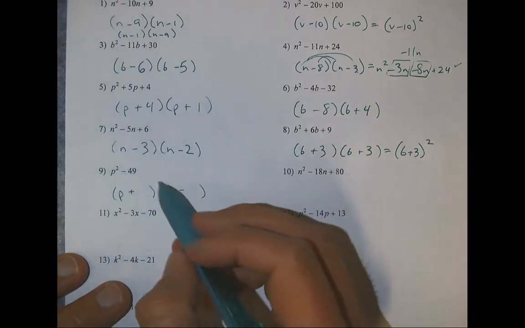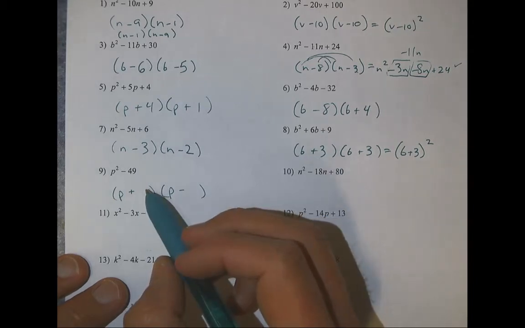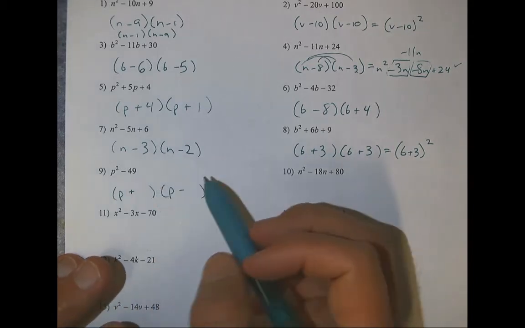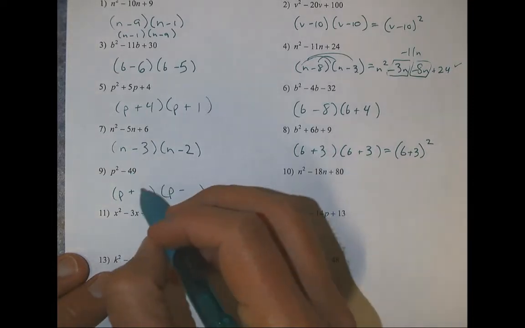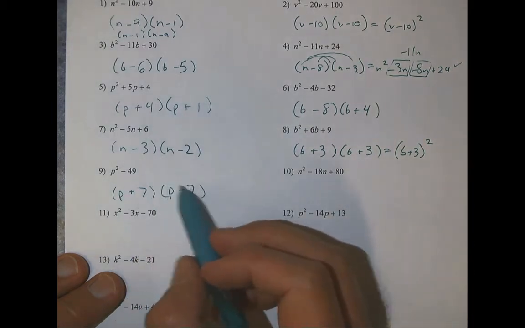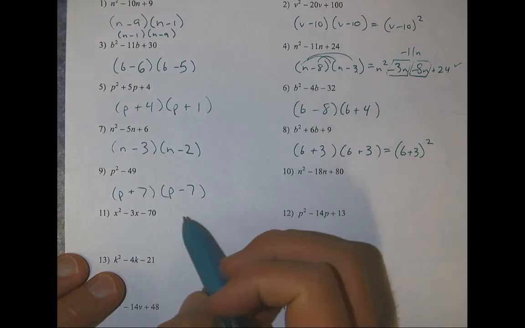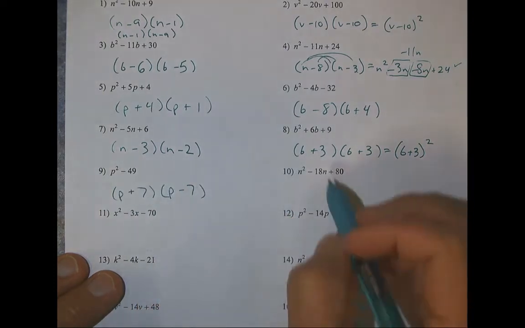So I need numbers that multiply to 49, one positive, one negative. And when you add them together, you get 0. Well, the only numbers that you get 0 when you add them together are opposites. 49, you should already be thinking 7 times 7, so this should make sense. You'll end up with a negative 7 and a positive 7. They will cancel, and then just leave you with the p squared and the minus 49.